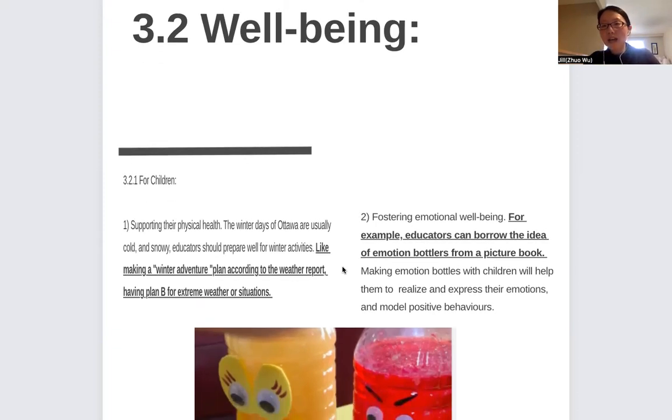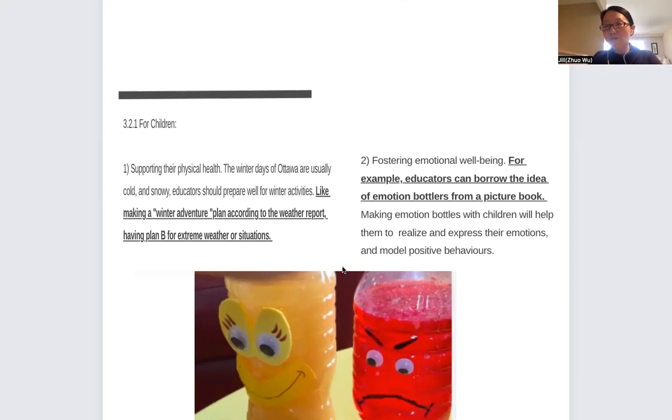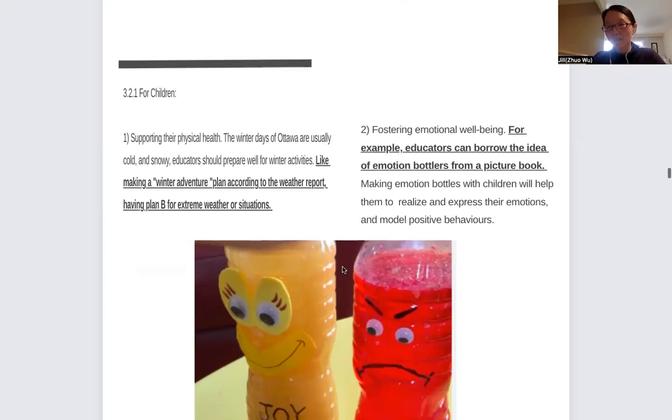Second, we can foster emotional well-being, because the health in our mind is also very important. We can borrow some ideas from picture books. Like I remember there is a picture book about emotion monsters, talking about emotions, right? It's good for children to have awareness of their emotions. And also we can make emotion bottles with children. So when they have emotions, they have a way to deal with their emotions, to express their emotions, and they are more likely to have positive behaviors.